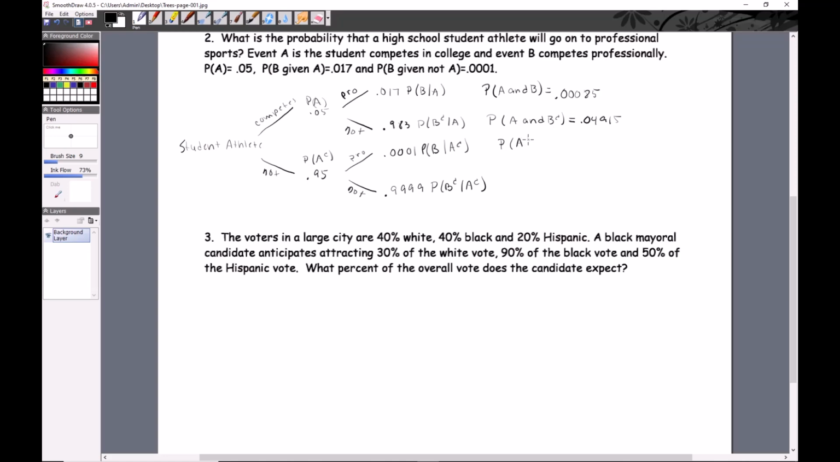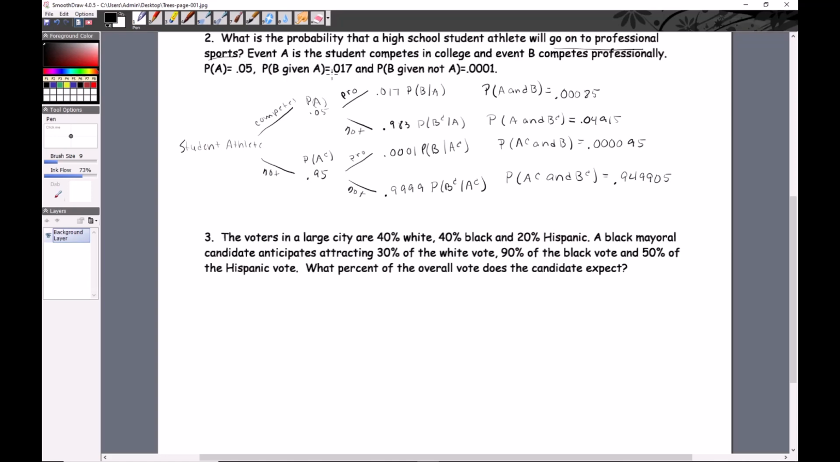Probability of A complement and B, that's going to be 0.95 times 0.0001. So that's 0.0000 and a 95. And then the probability of A complement and B complement, that's just 0.95 times 0.9999. So this will be a pretty big number. This is 0.949905. So there's a pretty good chance that a student athlete does not compete in college and does not go pro.